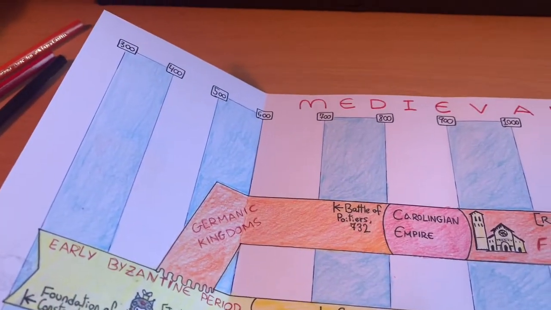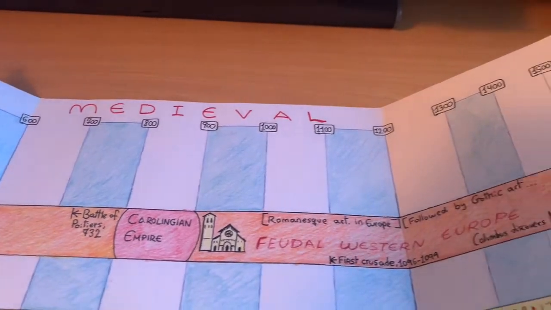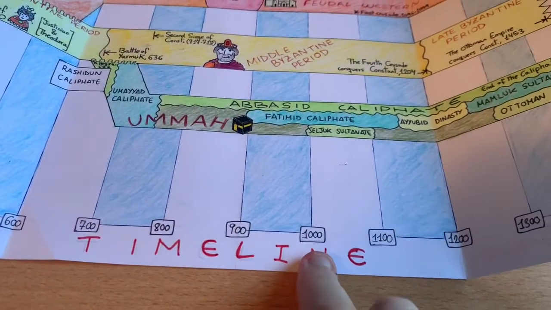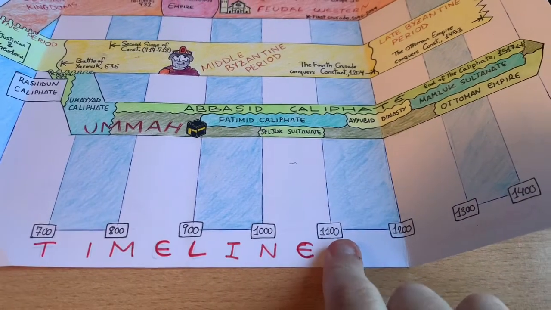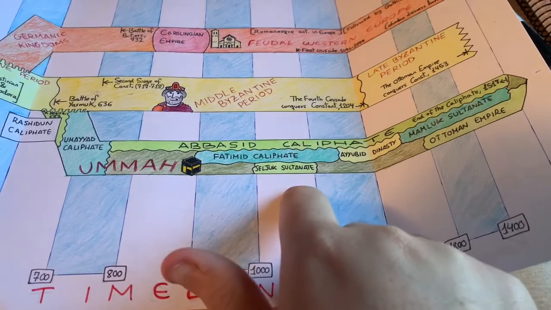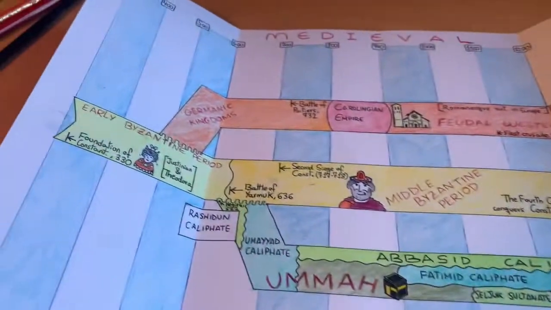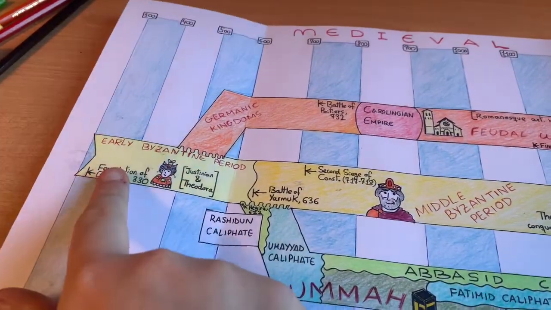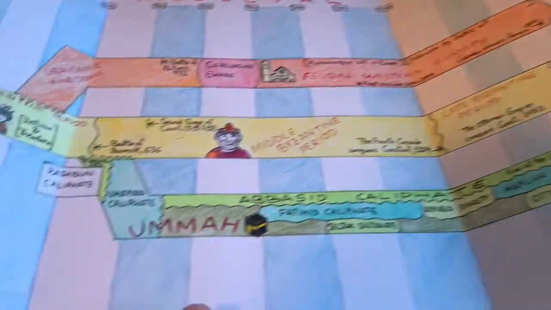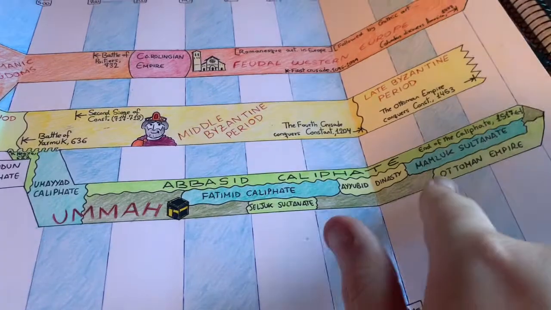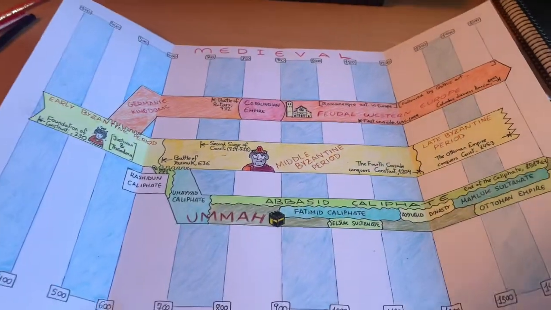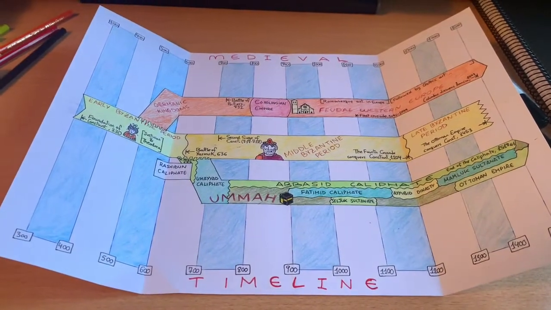The times are shown above and below, so this is, for example, the year 1000. This is the year 1100. So this is a space of 100 years every time. And we have the timeline of the early Byzantine period, middle Byzantine period, late Byzantine. And here we have the Muslim world. And on the top, we will have the Germanic kingdoms. So let's see how we can create this ourselves.